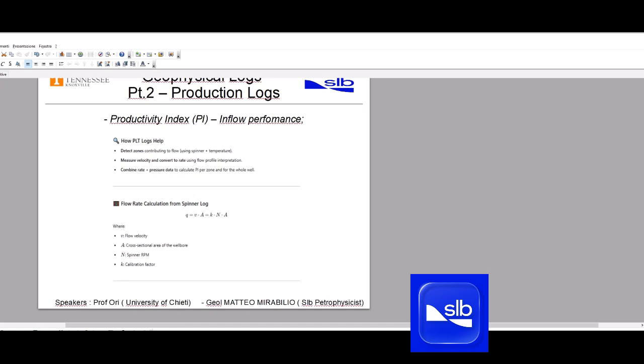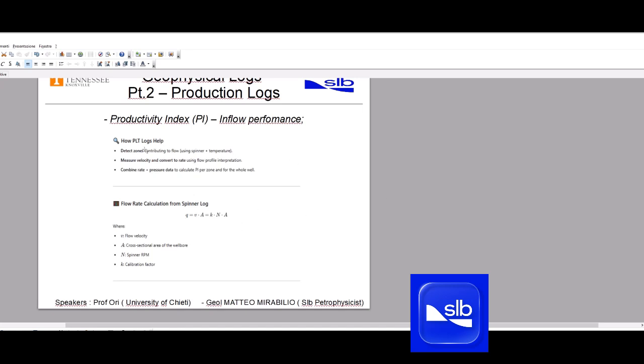Flow calculation from spinner logs, where flow velocity, A is the cross-sectional area of the wellbore, and is the spinner reading, kappa is the calibration factor. So the flow rate calculation for the spinner log is established by this relationship.